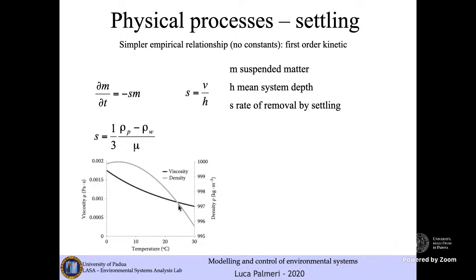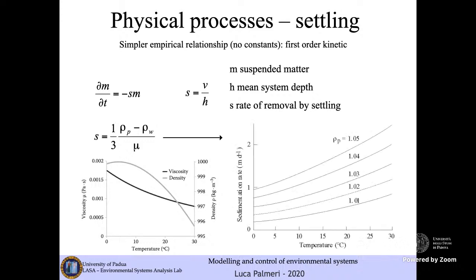So it is not immediate to understand what is the effect of temperature on the settling, on the rate of removal by settling, but if we look, as engineers customarily do, to this empirical abacus, in which, for example, you may describe the relationship between the sedimentation rate, so between the speed of settling, that is in meters per day, and the temperature, you will see that in general, as the temperature increases, the sedimentation rate increases as well.